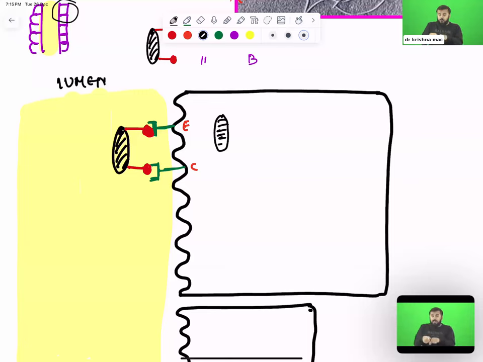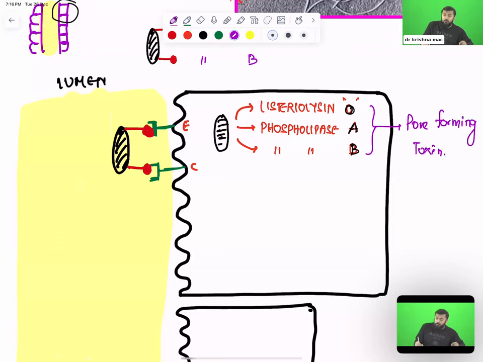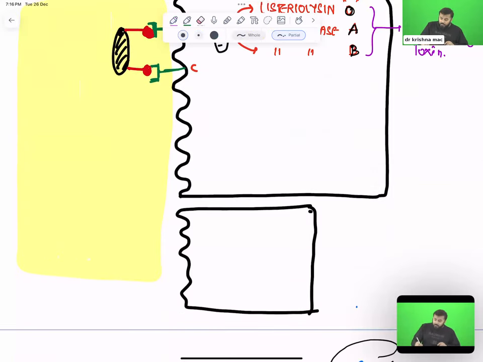Once this bacteria enters inside your cell, it is going to release three very important toxins. What are those three toxins? Listeria will release a toxin called listeriolysin O. The second toxin it releases is phospholipase A. The next toxin it releases is phospholipase B. So the three toxins are listeriolysin O, phospholipase A, and phospholipase B. Clear? Now, what are these toxins? All these three toxins are called pore-forming toxins. What do you mean by pore-forming toxins? They literally form pores within the cell wall. Aren't they forming pores within the cell wall like this?